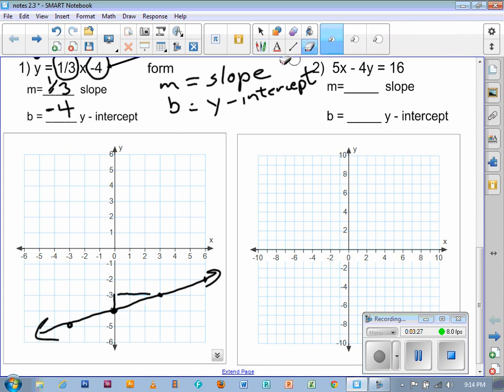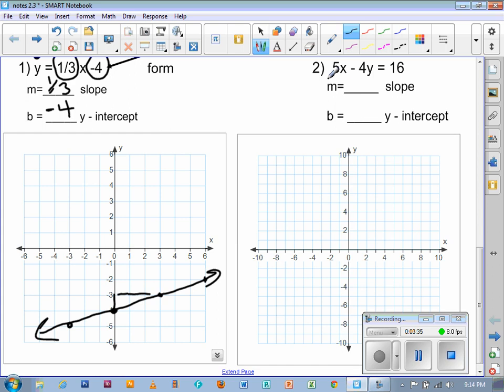The next one, problem number 2, let's erase what we have here so far. Problem number 2, as you can see, is not in slope-intercept form. So we're going to have to do some work with this one. This is not solved for y. So if you need to find the slope and the y-intercept, you first must solve for y. So let's go ahead and show how that's done.